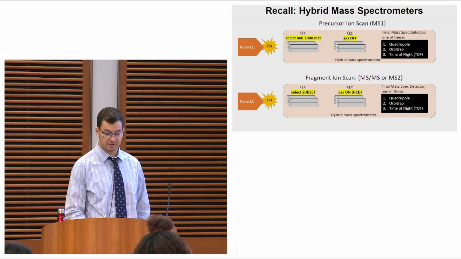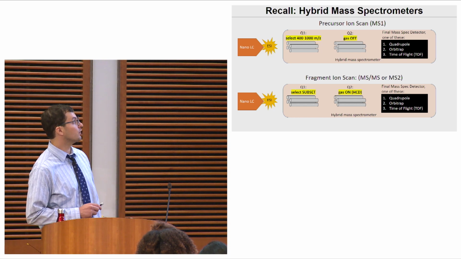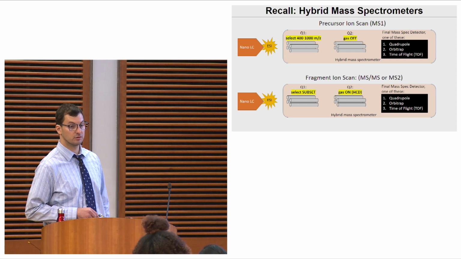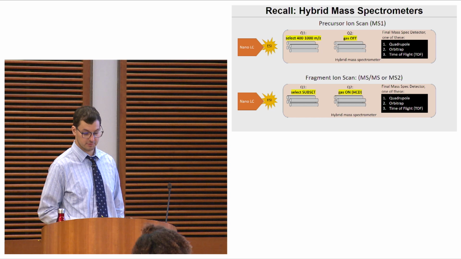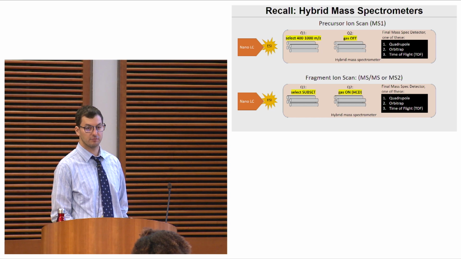So from this slide, you can see that the two main differences between an MS1 and an MS2 scan are the range that we select with our Q1 and whether or not we have gas in Q2 to fragment our analyte of interest. And these two types of scans, MS1 and MS2, are combined in various ways to collect your data.